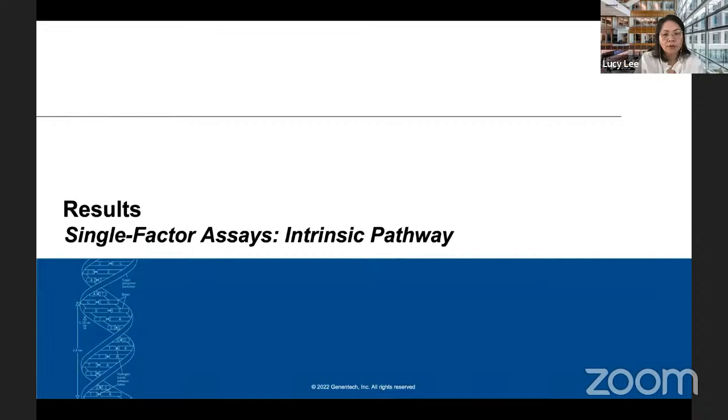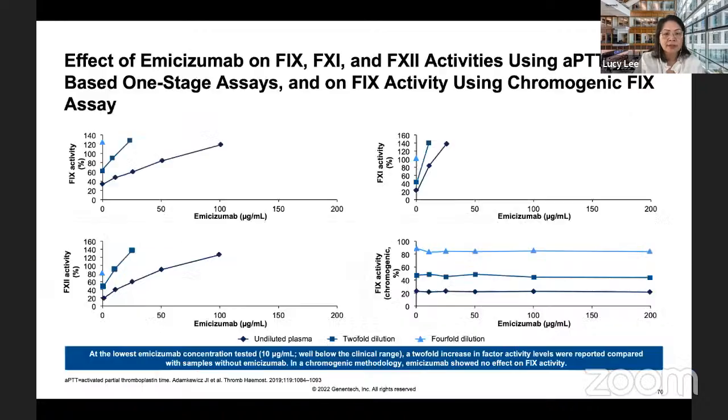And the rest of this talk will focus on really just a broad range of assays that were evaluated in Joanne's paper, focusing here on single factor assays in the intrinsic pathway. You can see in 3 out of the 4 panels here that increasing emicizumab concentration will give you a 2-fold increase in factor activity levels that are measured using APTT-based assays. And on the bottom right part of this slide, you see the use of a chromogenic factor IX activity assay will eliminate the interference effects of emicizumab.